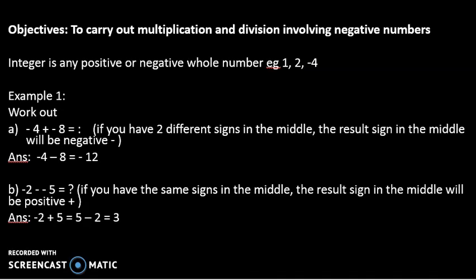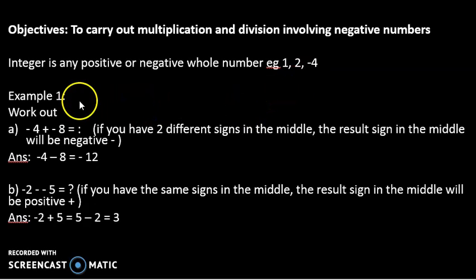An integer is any positive or negative whole number. By whole number I mean a number that is not a fraction or a decimal. As you can see here, we have 1, 2 or negative 4. It can go on to 100 and so on, but it shouldn't be a fraction or a decimal number.